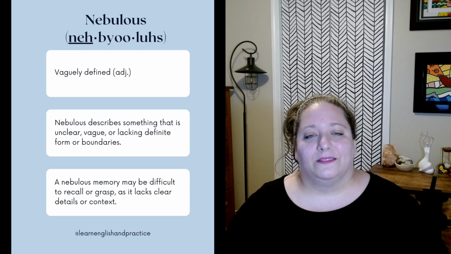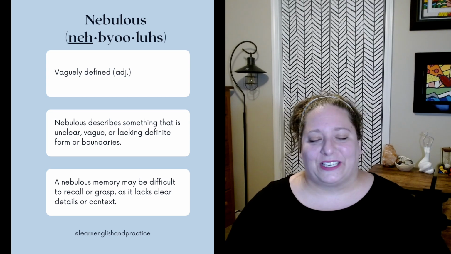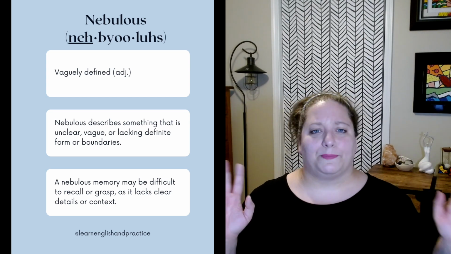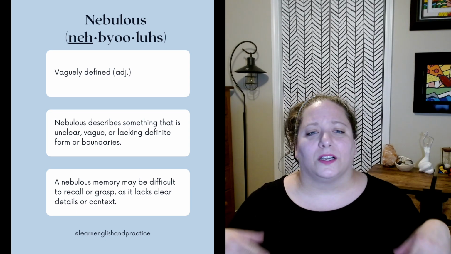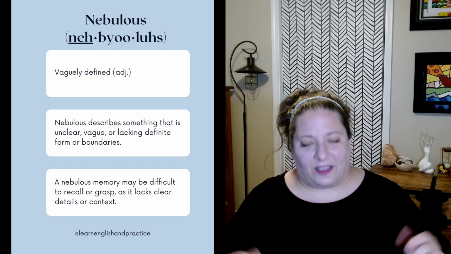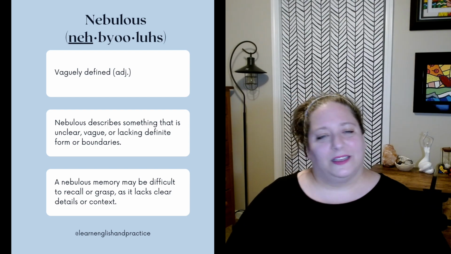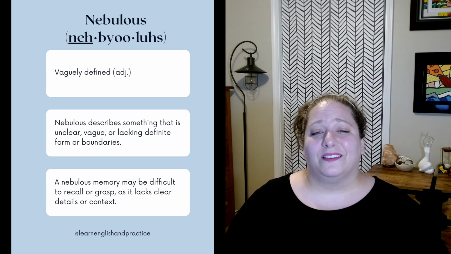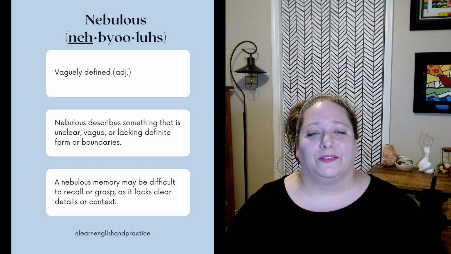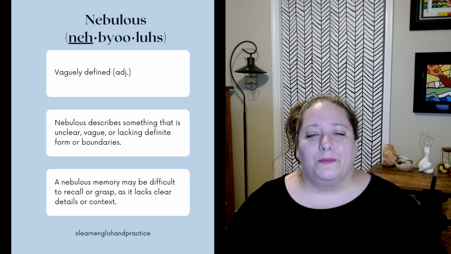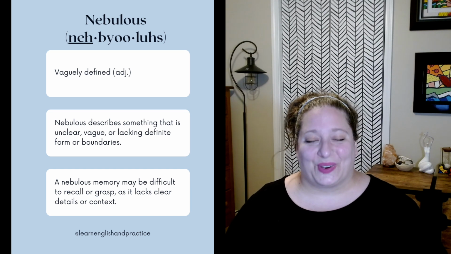Nebulous, vaguely defined, and this is an adjective. So something that's nebulous is very hard to pin down. It's very hard to come up with a definition for it. It's vague, difficult to understand. Examples here are: nebulous describes something that is unclear, vague, or lacking definitive form or boundaries. A nebulous memory may be difficult to recall or grasp as it lacks clear details or context.